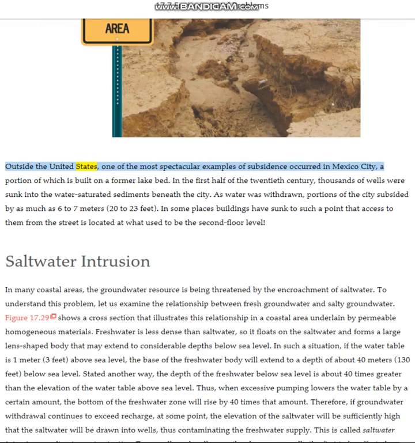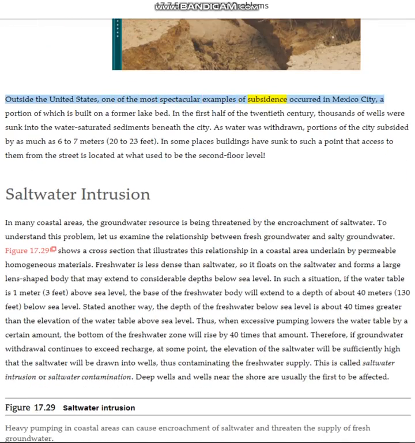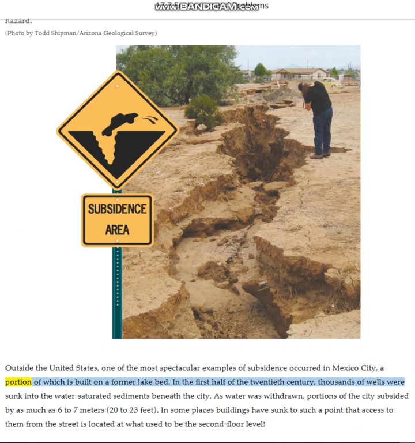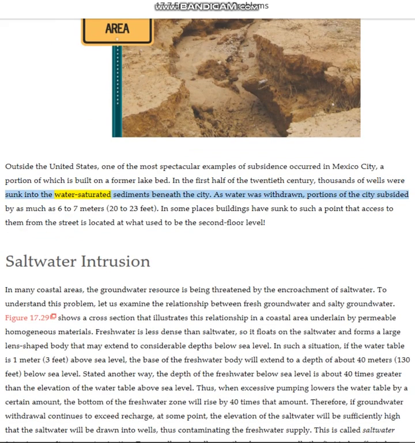Outside the United States, one of the most spectacular examples of subsidence occurred in Mexico City, a portion of which is built on a former lake bed. In the first half of the 20th century, thousands of wells were sunk into the water-saturated sediments beneath the city. As water was withdrawn, portions of the city subsided by as much as 6 to 7 meters, 20 to 23 feet. In some places buildings have sunk to such a point that access to them from the street is located at what used to be the second floor level.